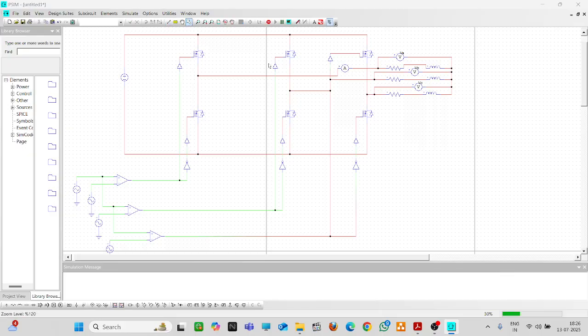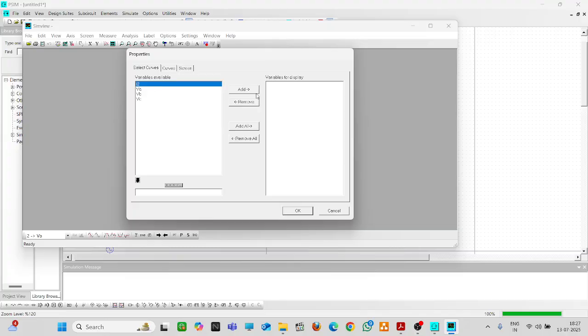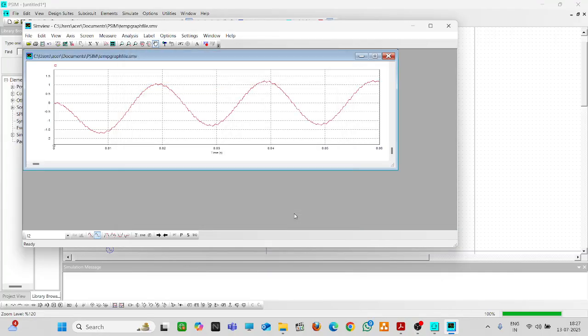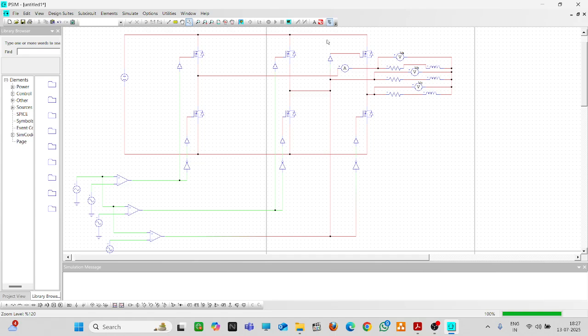Again, we'll run the simulation. Let me check the I2 current. Yes, it is nearly a sine waveform. It is nearly a sine waveform. If you connect a filter, the harmonics will be eliminated. So I think we are successful in bringing down the harmonics from the square wave inverter to an SPWM inverter. This is all from my side. Any doubt, you can always ask me. Thanks a lot for watching.